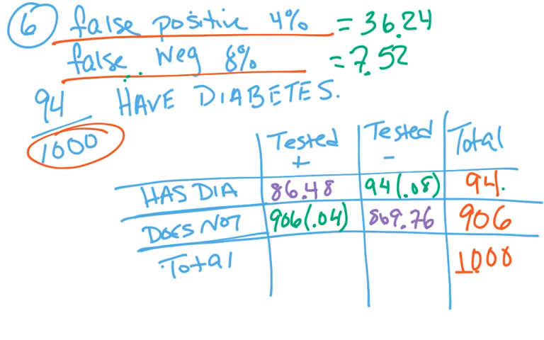And then you would just add up both of these columns to get your total that tested positive and your total that tested negative. And then use that to answer questions A and B. So this is like 122, 172.